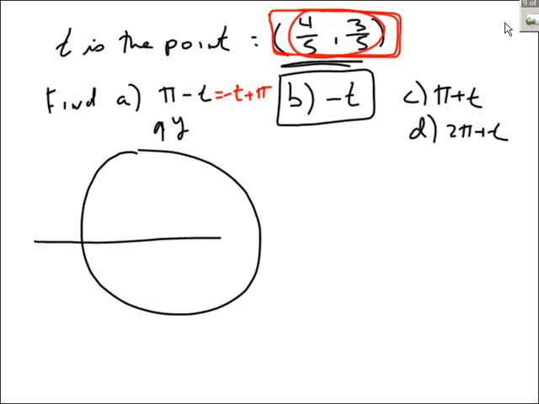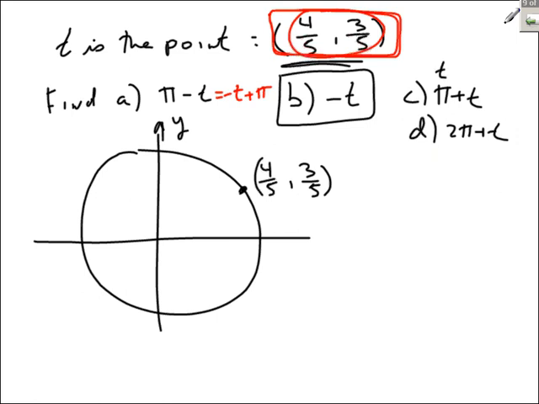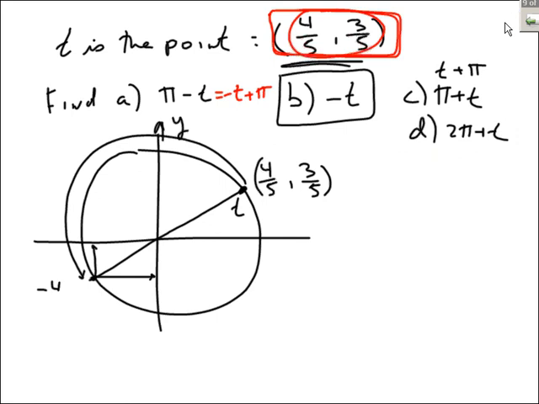Okay, we know where T is. T is right here. It's 4 over 5, 3 over 5. And I'm going to add pi to it. Remember, pi plus t is the same as t plus pi. So here's t and I add pi. That means I go halfway around. I go exactly pi radians, half the circle. Alright, well, the x value is negative and the y value is negative. It's negative 4 over 5 and negative 3 over 5.